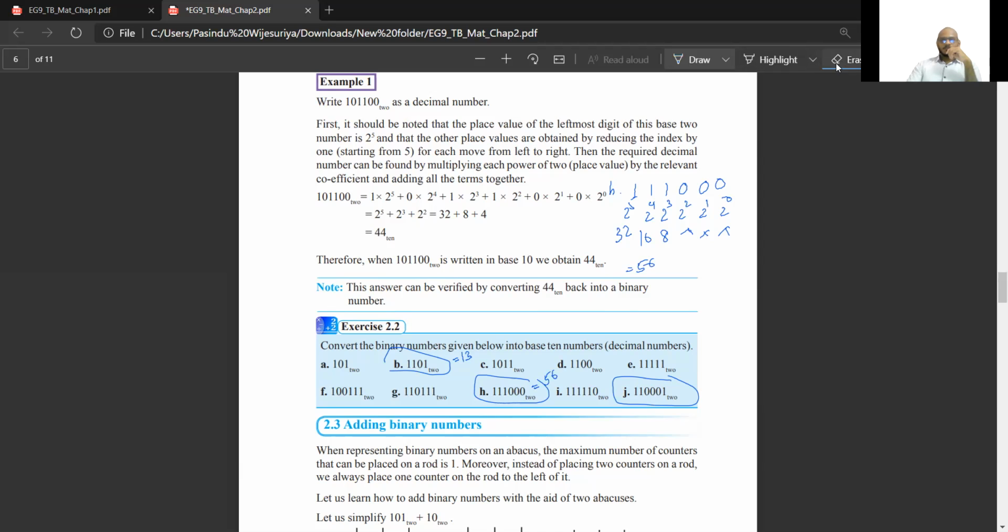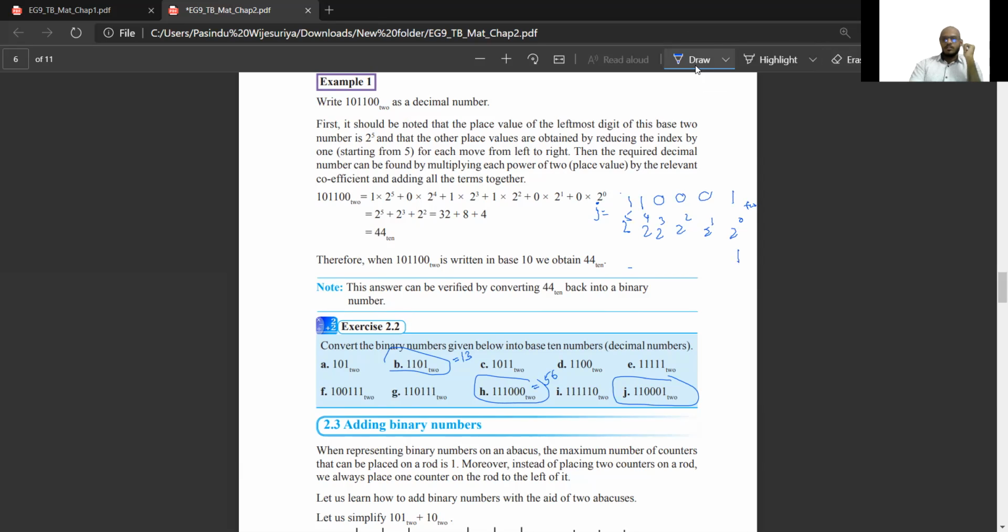Let's do the last one as well. Question number J. 1 1 0 0 0 1 to the base 2. So 2 to the power 0, 2 to the power 1, 2 to the power 2, 2 to the power 3, 2 to the power 4, 2 to the power 5. I'm going to do it a bit big because it might get a bit confusing.